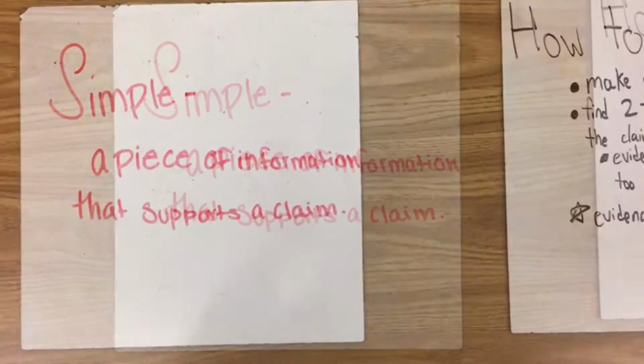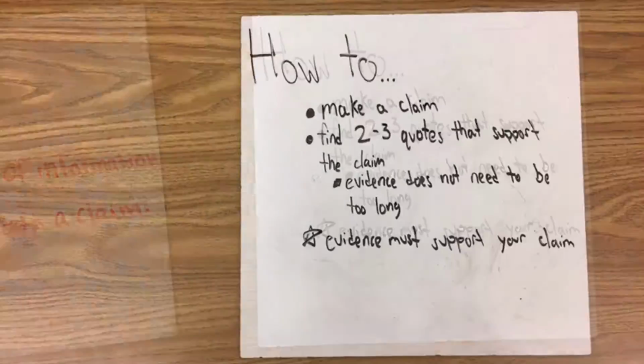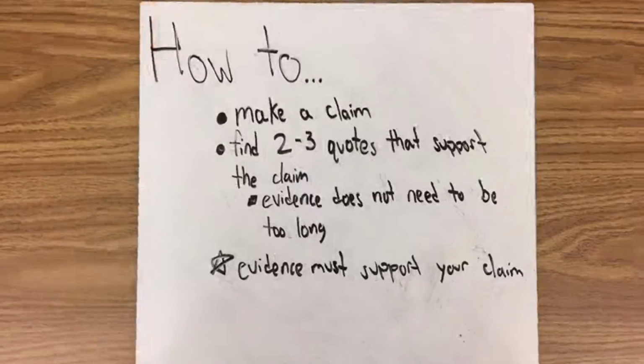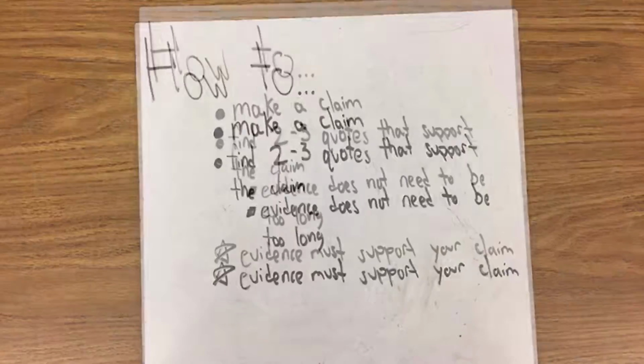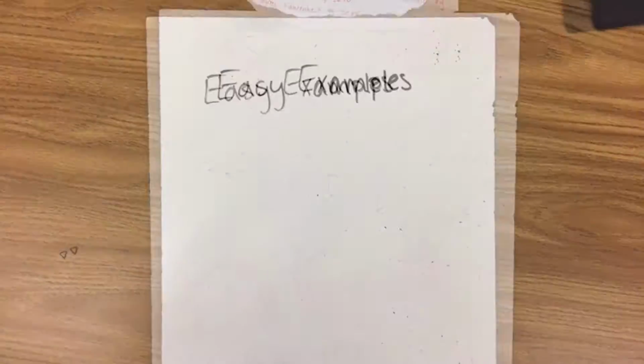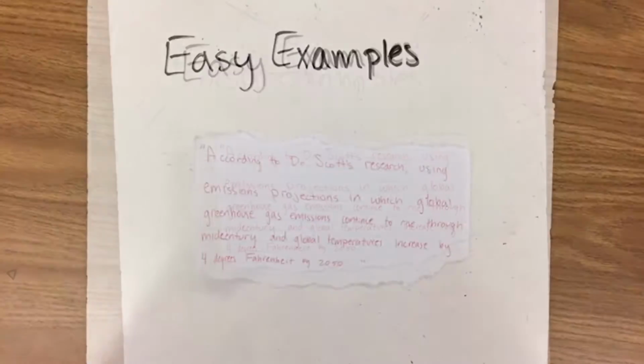In order to find good evidence, you first have to have both read and understand your text and prompt. From there, you must make a claim, find about 2 to 3 quotes that support it. Make sure evidence is not too long. After you found your evidence, make sure that it is something to prove your claim.